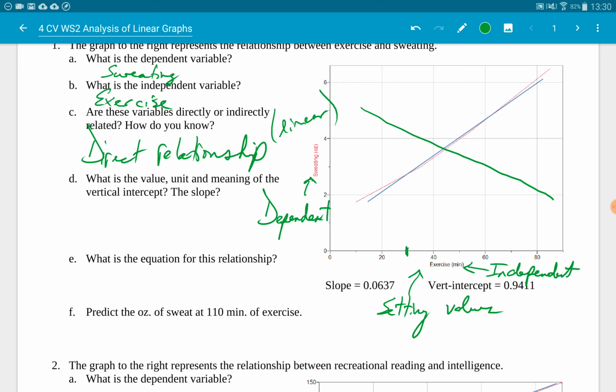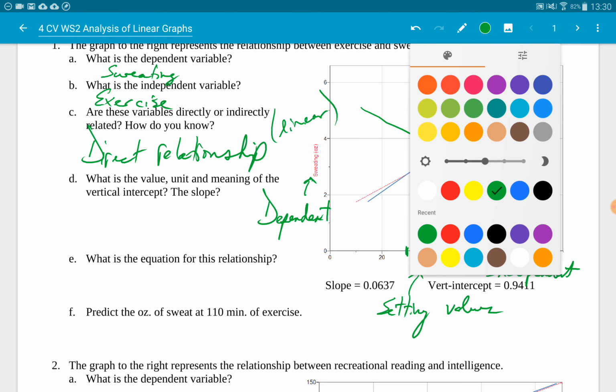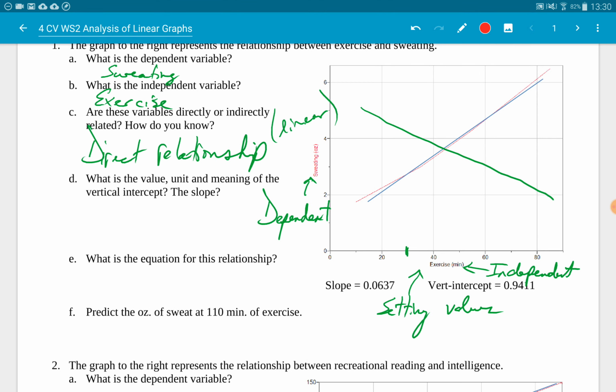Okay, let's keep going on. What is the value, unit, and meaning of the vertical intercept? Notice how they said vertical intercept, and they didn't say y-intercept. Well, you might ask, why didn't they say the y-intercept? Well, check this out. In math class, you're used to graphing things on the x, y coordinate plane. That's called the Cartesian coordinate plane.